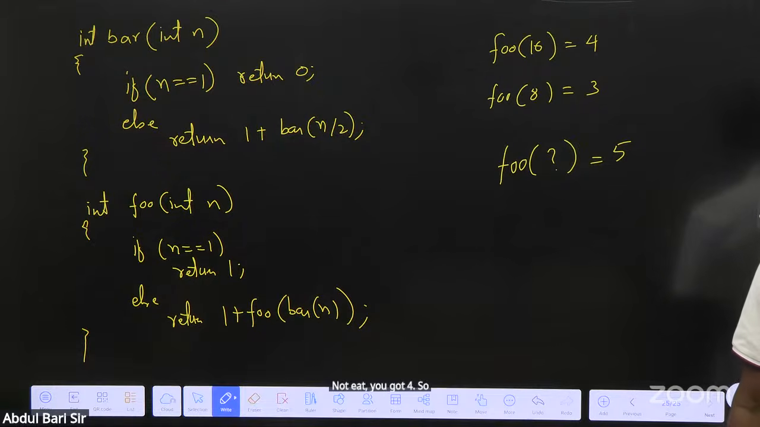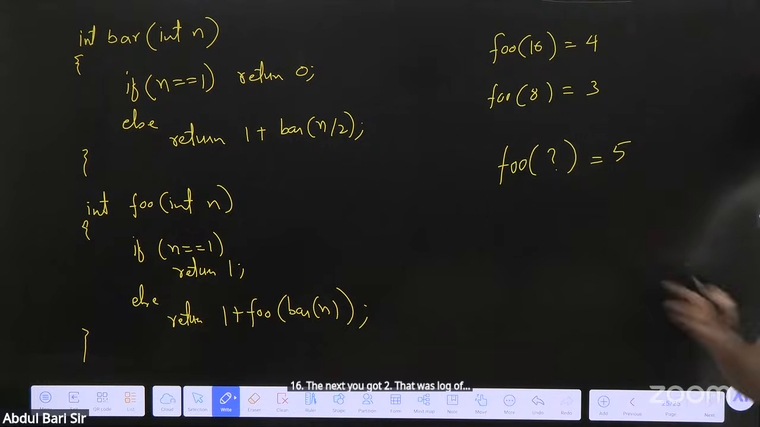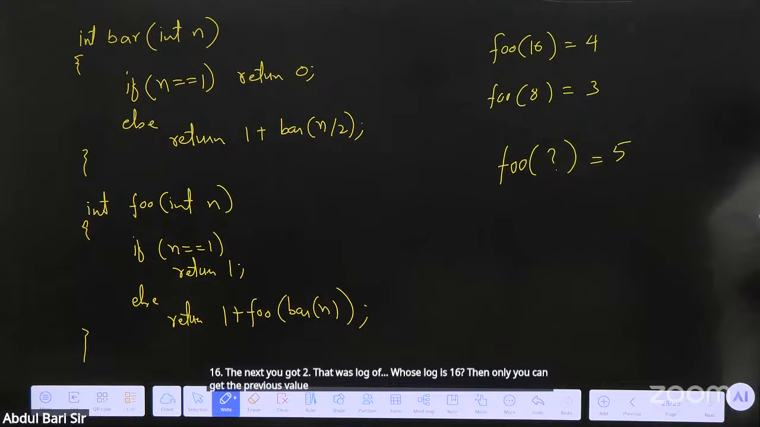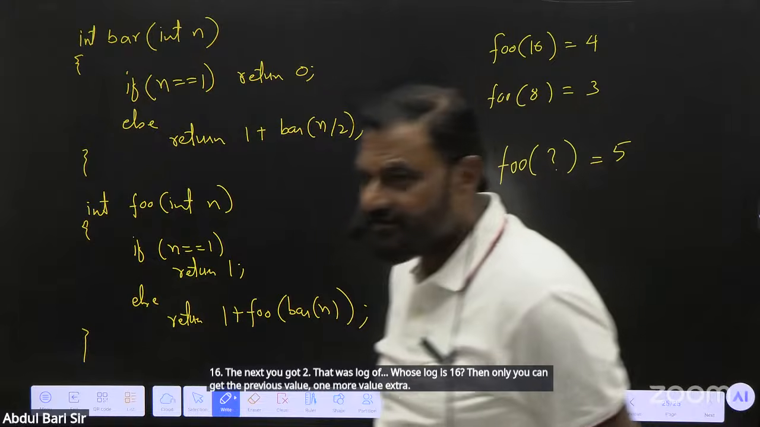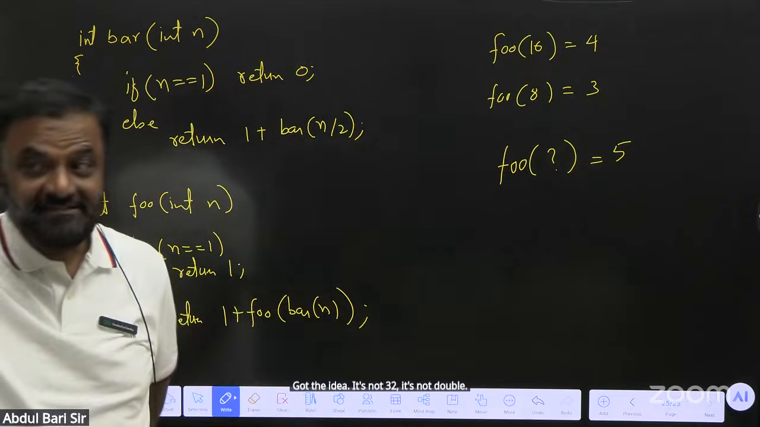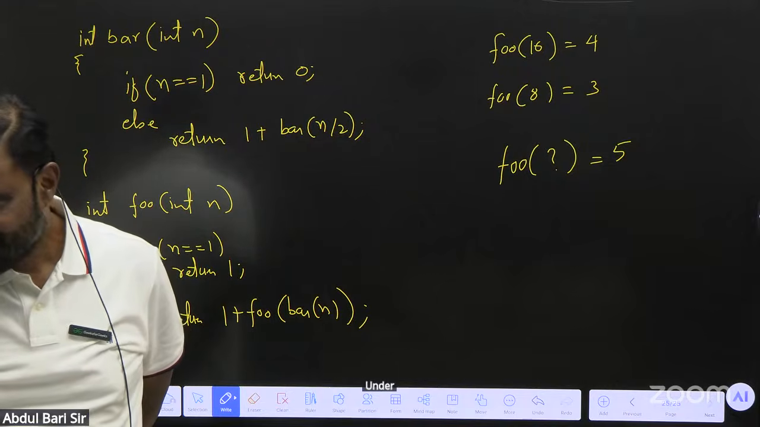So what is 4? Log of 16. The next you got 2. That was log of whose log is 16. Then only you can get the previous value, one more value extra. Got the idea? It's not 32, it's not double. Whose log is 16? Understood the question?